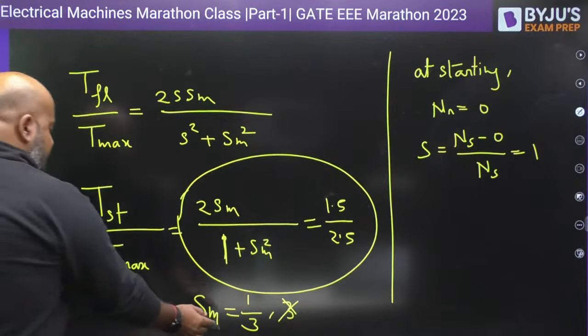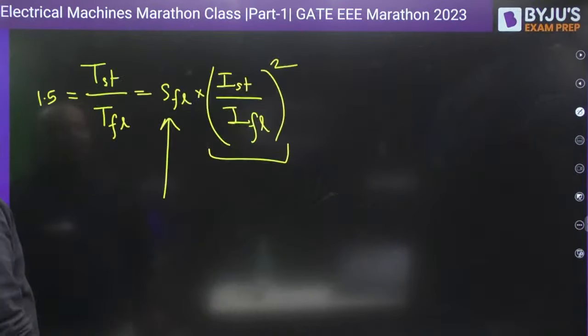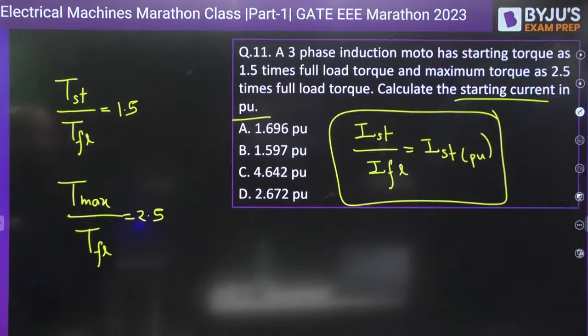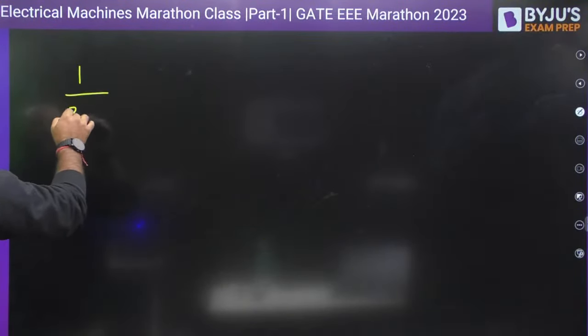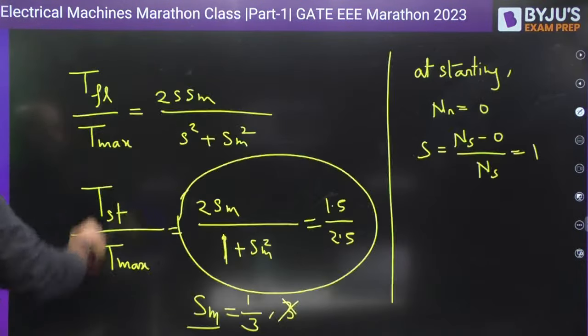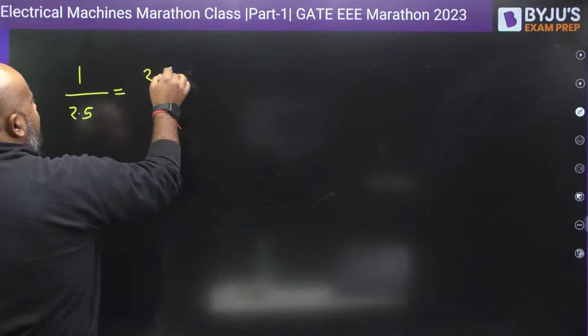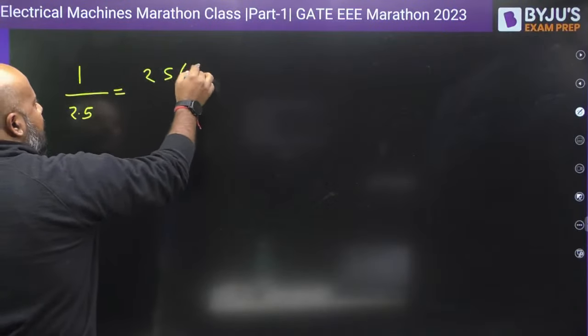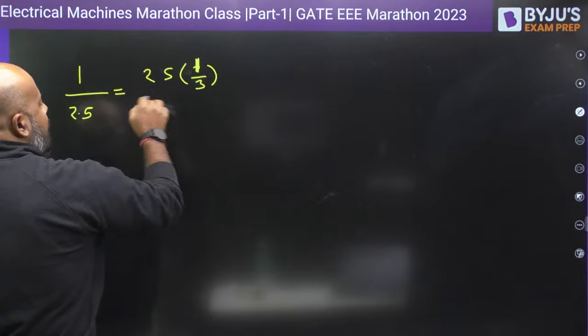Okay, so you got the SM value. Now this equation you have to use. What is the ratio of full load torque and maximum torque? The ratio is going to be 1 upon 2.5. This is 2 S upon S squared plus SM squared, where S is full load slip and SM is 1 by 3.